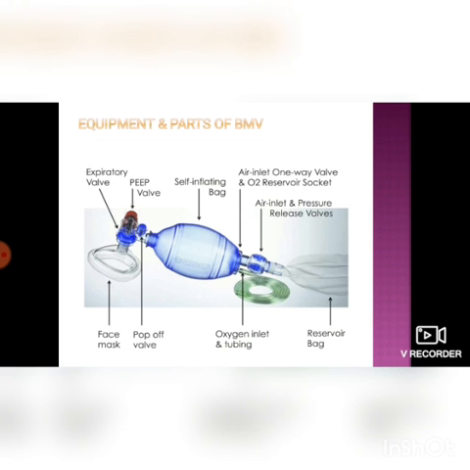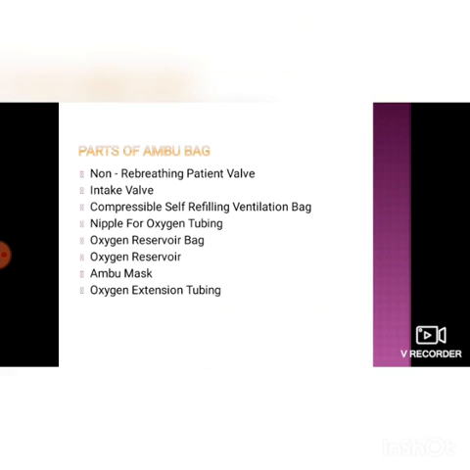Next are the parts of the ambu bag, as shown in the diagram. The first is the non-breathing patient valve, next the intake valve, then the compressible self-refilling ventilation bag, the nipple for oxygen tubing, the oxygen reservoir bag, the oxygen reservoir, the ambu mask, and the oxygen extension tubing.